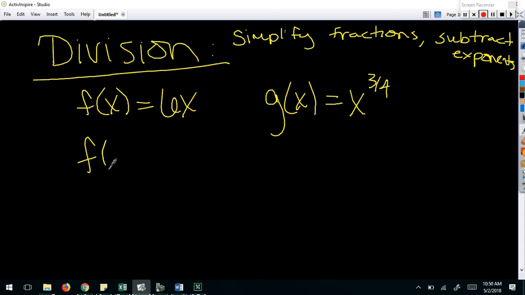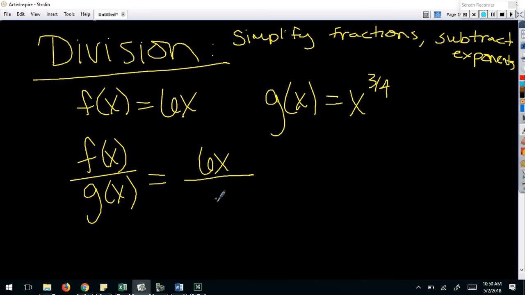So if I do f of x divided by g of x, f of x is 6x, g of x is x to the 3/4. I can't simplify 6 over 1 any simpler than that, so I leave that. But I do need to subtract the exponents on the x. There's an imaginary 1. So if I subtract 1 minus 3/4, what do I get? 1/4. And I'm done.